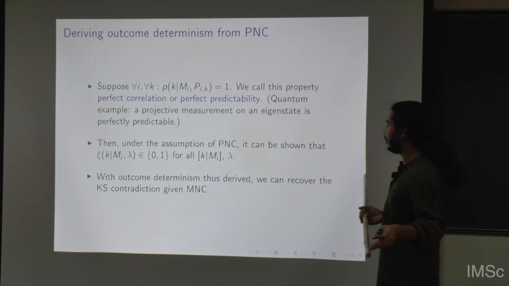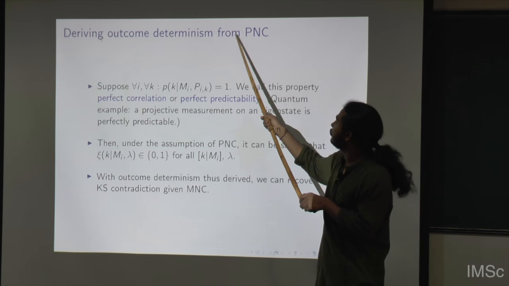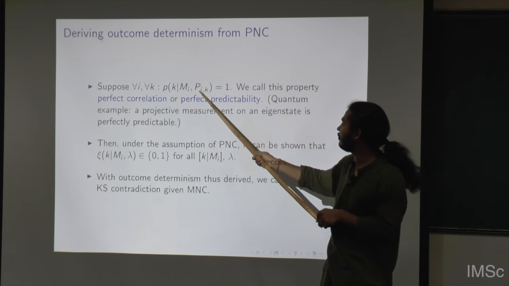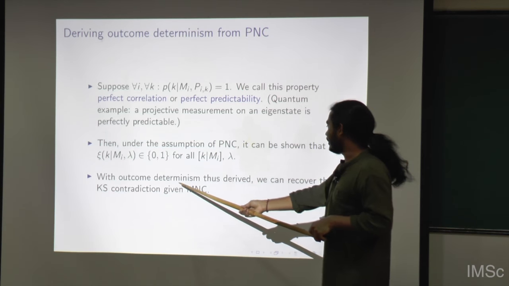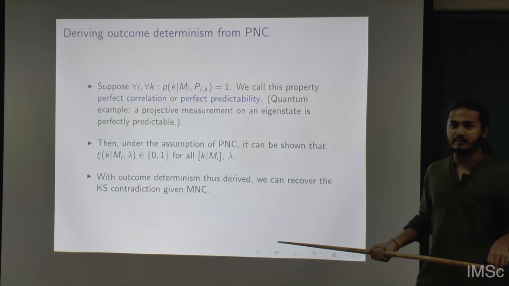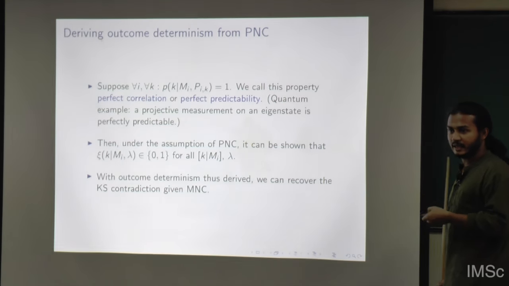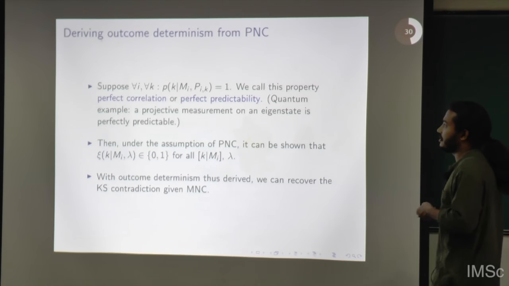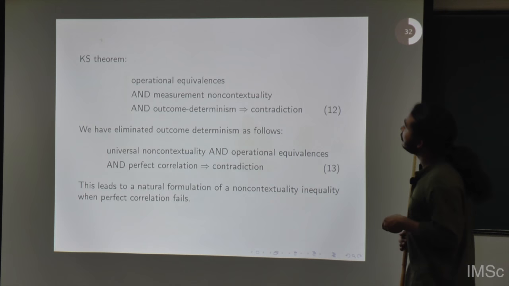I can go through the argument, but I don't think I'll have enough time, so I'll skip it. But just assume that, so you can prove that if you're given this, and if you're given this, then you can show this. So once we have justified outcome determinism in this manner from preparation non-contextuality, we can recover the Kochen-Specker contradiction that we had. This time instead of using outcome determinism as an assumption, we're deriving it from preparation non-contextuality. So I'll skip this for now.